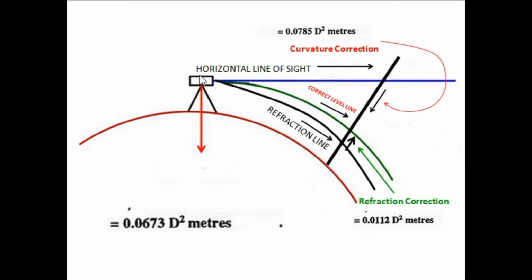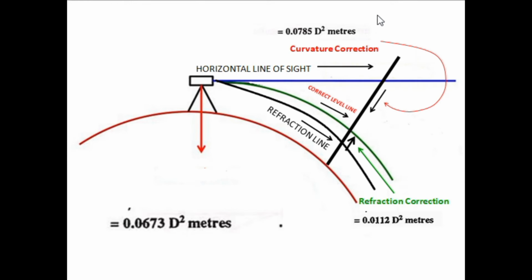Now see what happens. If we take this reading of the horizontal line as the correct reading, then it will be more by some value. Look at this. Because when the instrument is like this, considering the curvature of the earth, the level line has to go like this. Unfortunately, it is looking straight. Therefore, instead of this, we get more reading like this. Now, in order to correct this reading, we will have to reduce it by some value. And owing to the curvature of the earth, we are getting an excess reading.